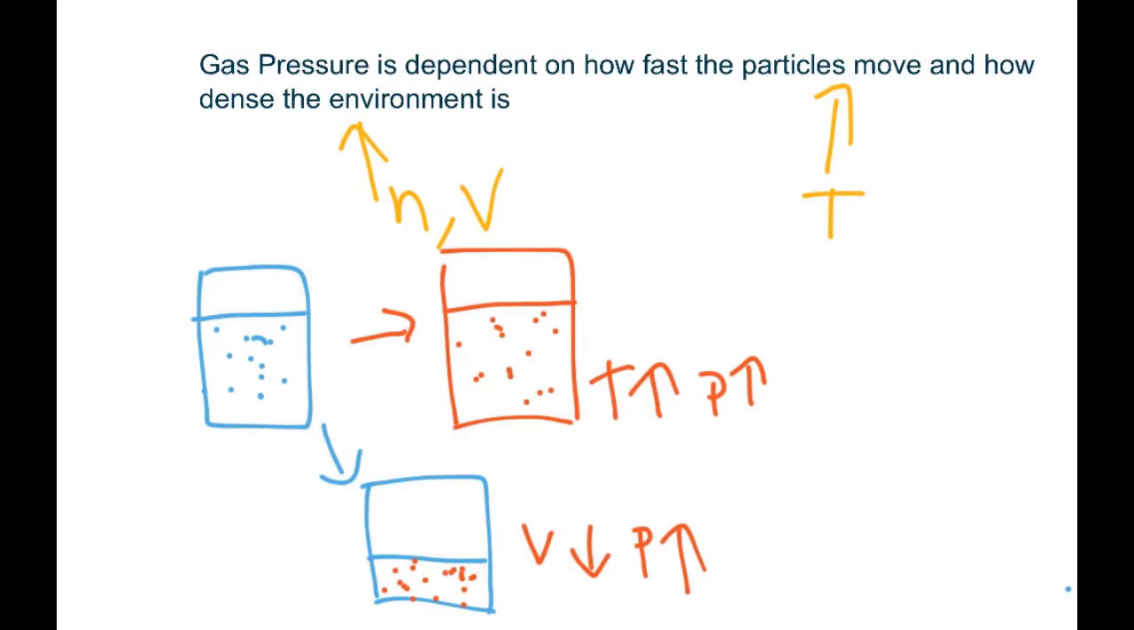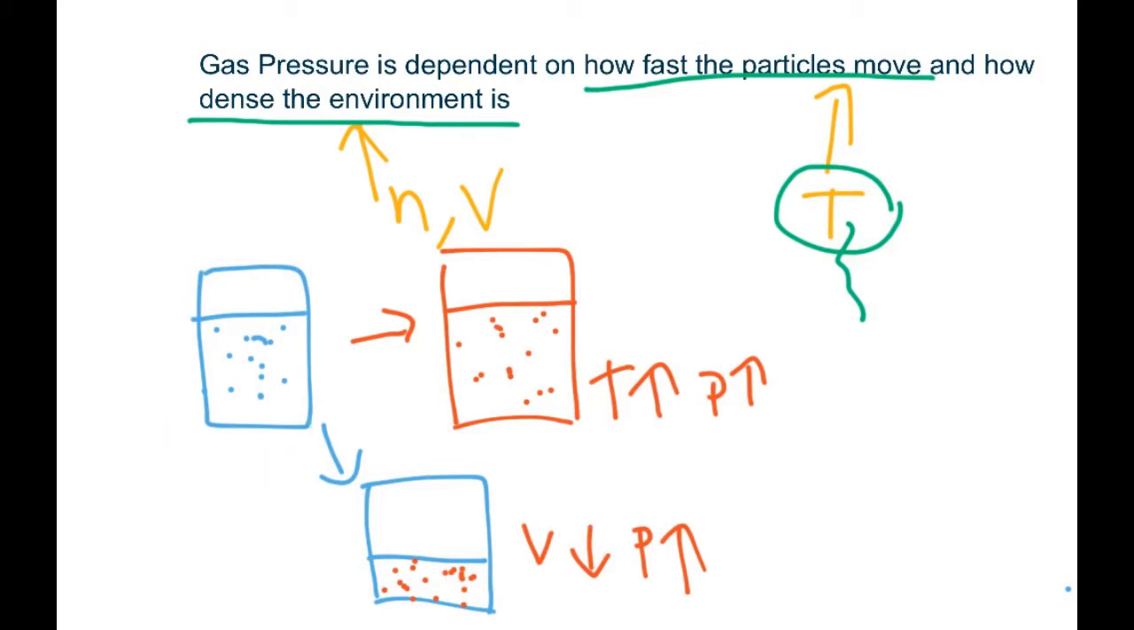Now, before I move on to the next topic, let's review how pressure works. We can think of gas pressure as the combination of how fast the particles move, which is directly correlated to the temperature. And remember, temperature is the average kinetic energy, and kinetic energy is responsible for the movement of particles. And gas pressure is also dependent on how dense the environment is, and the density of the environment is dependent on the number of moles of substance inside the container, as well as the volume of the container. So let me look at this picture here.